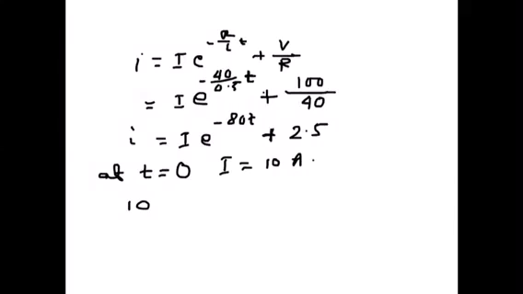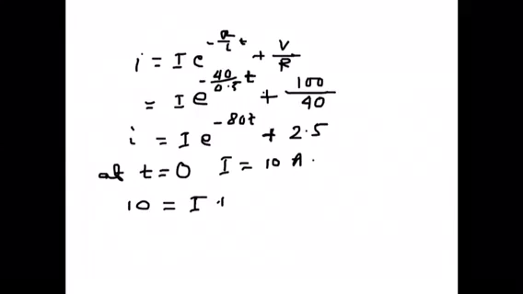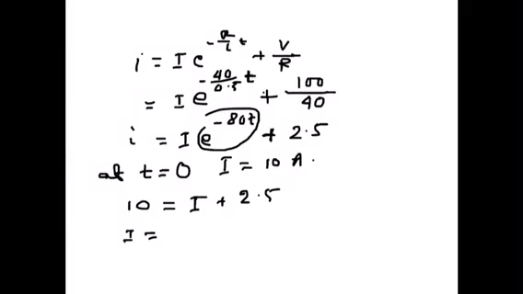So 10 is equal to I plus 2.5, since this exponential part is becoming 1. So I will be 7.5. So our solution is becoming 7.5 e to the power minus 80t plus 2.5. This is the solution.